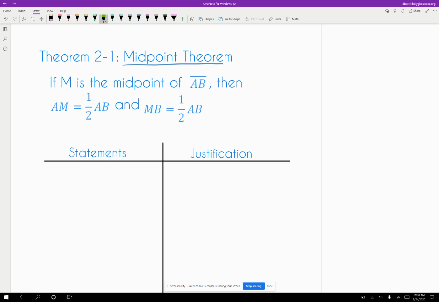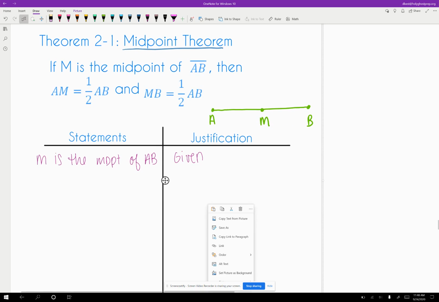Now, before I start, I'm going to give myself a picture to look at so I know what I'm talking about. So I've got my segment AB, and I know M is the midpoint. So now I can actually see the figure that I'm talking about. So my given information here is that M is the midpoint of my segment AB. So that's given. And now I'm trying to figure out how can I go from knowing just the midpoint to justifying that each of the segments is half of the total.